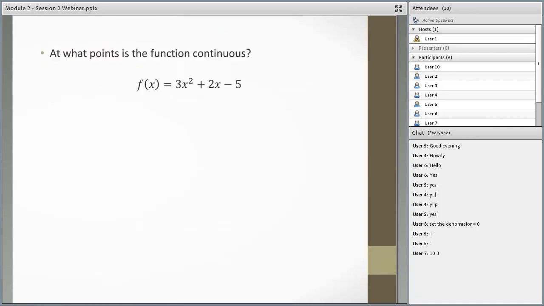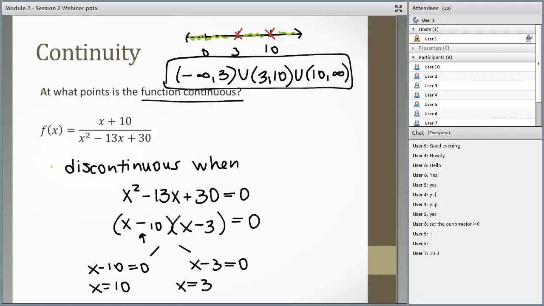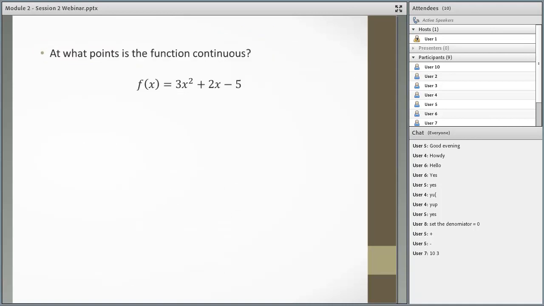Okay, let's do another one. Going back really quick, I do want to mention, sometimes you might see this as continuous when x is not equal to those values. It's the same idea, just the opposite direction. So you could do that either way.